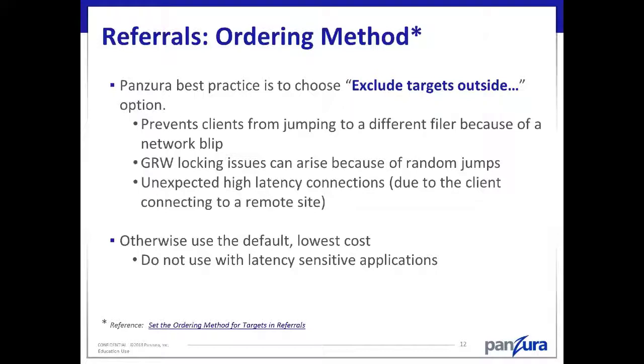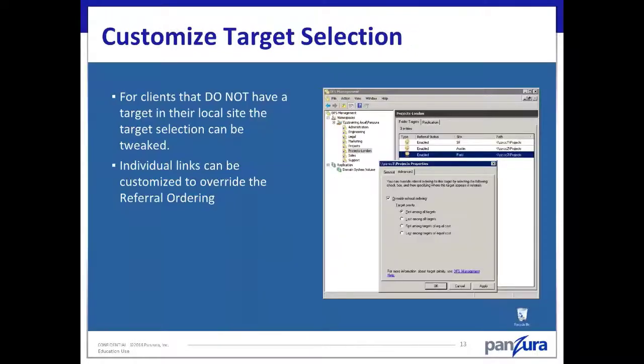Now, if that's not possible, then we're going to use lowest cost. But once again, we do not want to use that with latency sensitive applications such as CAD applications and Revit. So even though we would use something like lowest cost or random order, most of the time lowest cost, we can still customize the target selection to ensure that we try to get users to the best possible physical target.